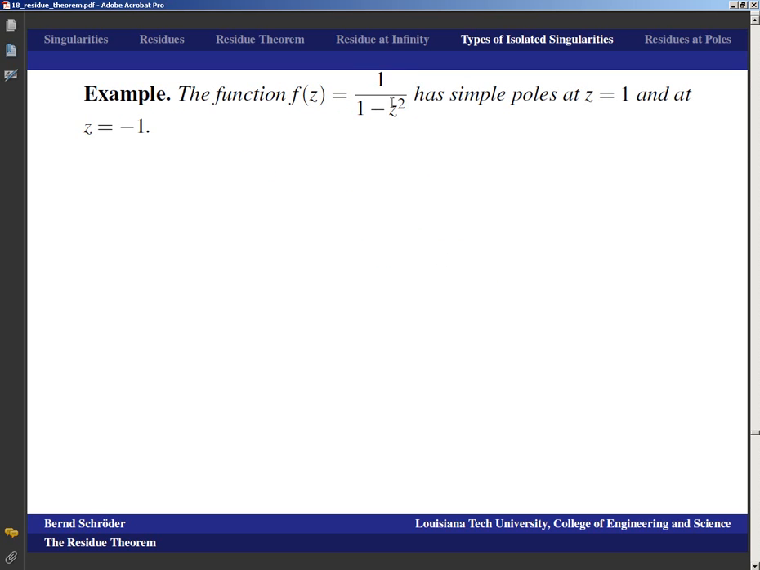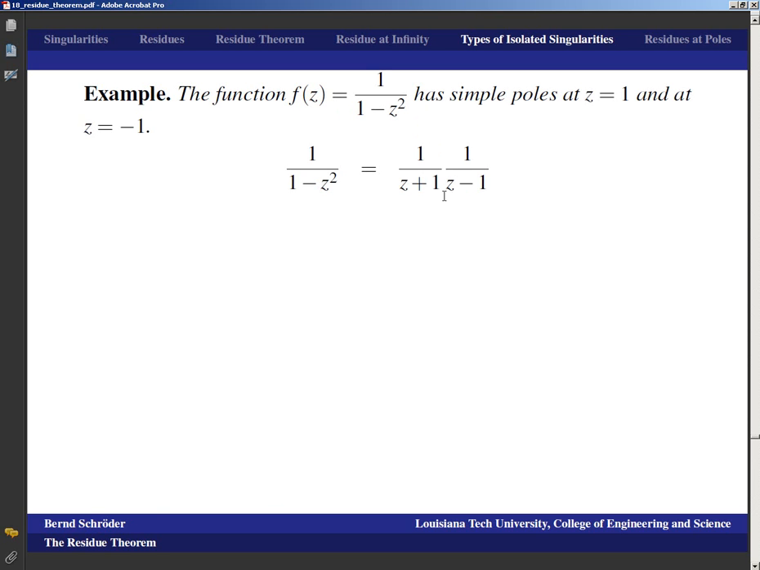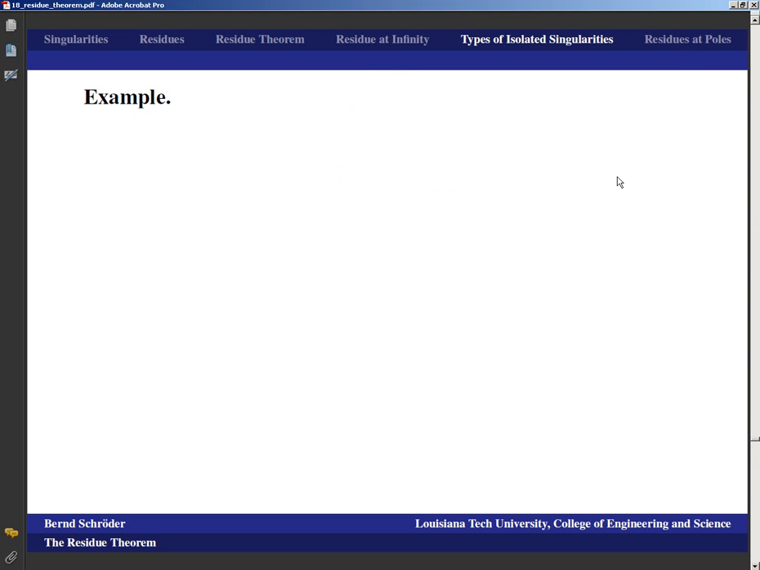The function f of z equals 1 over z times 1 minus z squared has simple poles at 1 and at minus 1, and that's because 1 over 1 minus z squared is 1 over z plus 1 times 1 over z minus 1. As I mentioned, we'd actually have to show that there are no higher powers. We will do that ultimately in this theorem on residues at poles, but it does seem to make sense that this ought to work out.